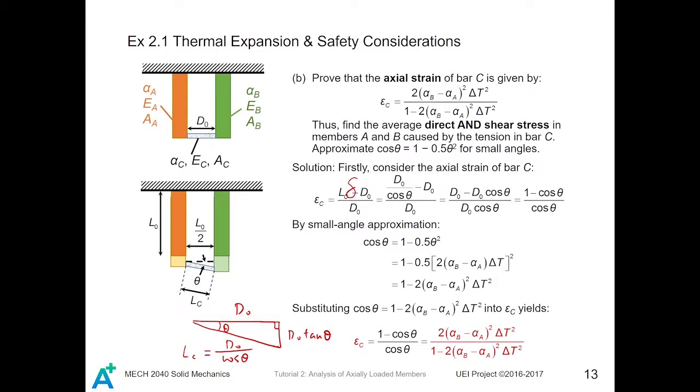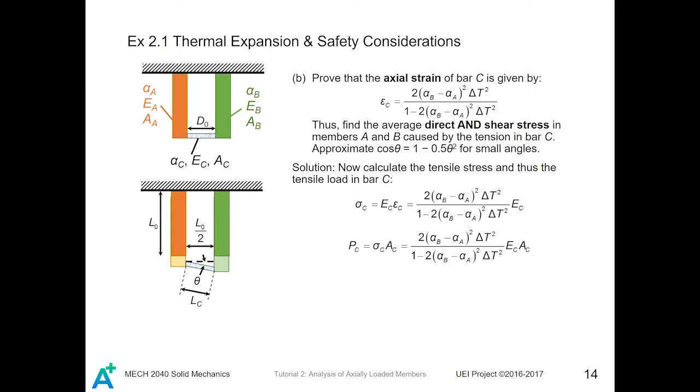It is deformation divided by its original length, which is D0 divided by cosine theta minus D0, over D0. Then you remove the cosine by multiplying both denominator and numerator by cosine theta. Then you divide D0 from both denominator and numerator to get this result. Then by small angle approximation, we find cosine theta equals this. Finally, we do the substitution to prove the epsilon C formula.